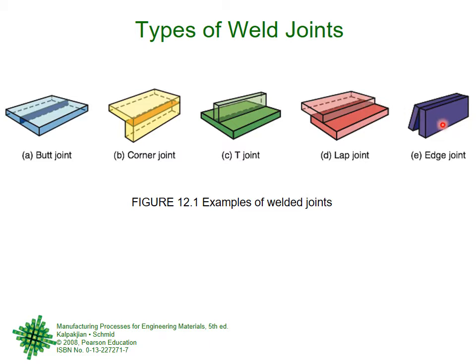And edge joint. It is like a subset of a corner joint. Corner joint is exactly 90 degrees, but if they join this and this together at some angle, then this is called an edge joint, and this part will be joined or welded or whatever, right? So if you want to permanently join two things by welding or brazing or soldering or chemical bonding, then butt joint, corner joint, T joint, lap joint, and edge joint are the general examples of the shapes or the forms or the geometries of the welded joints, right? So these are the types of weld joints.